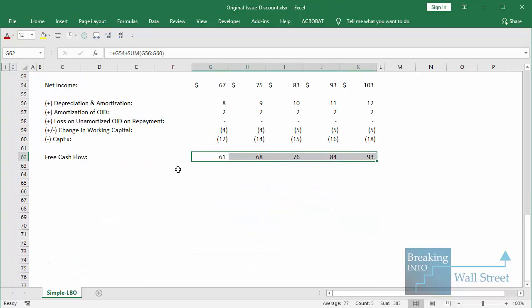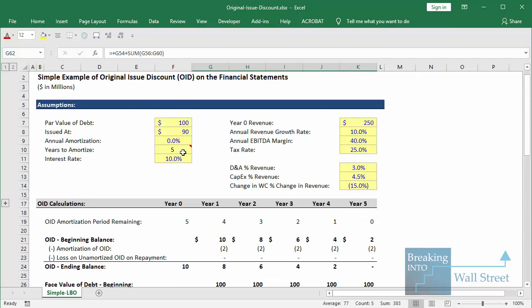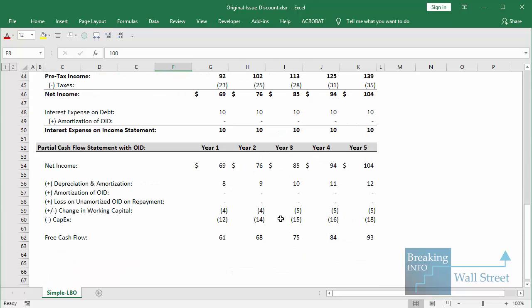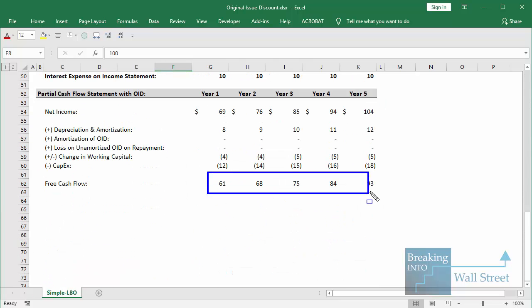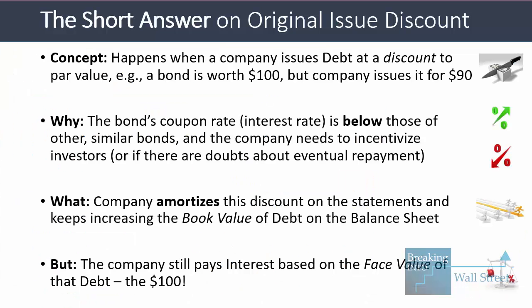If you think about the net impact of original issue discount in terms of how free cash flow changes, if we issued this at par value, so 100, let's say, our free cash flow would be very slightly lower in that scenario. So this amortization of original issue discount is a non-cash charge that reduces the company's tax bill slightly.